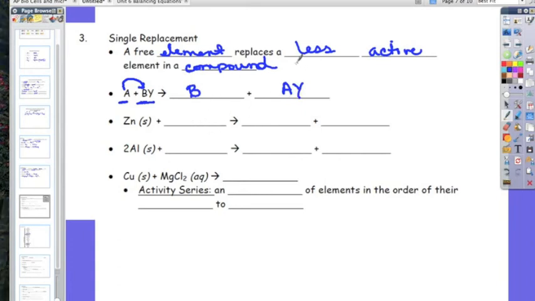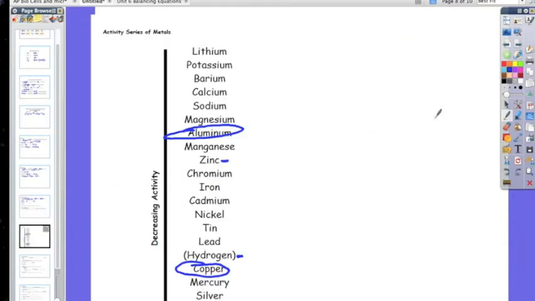It's really important that you know that it's the less active element that gets kicked off. So in order for this to happen, B has to be less reactive than A. And you know that by looking at this table. Let's see.